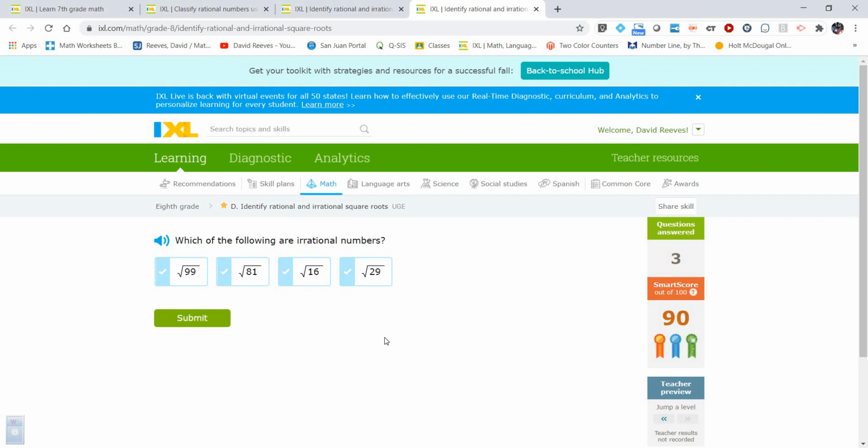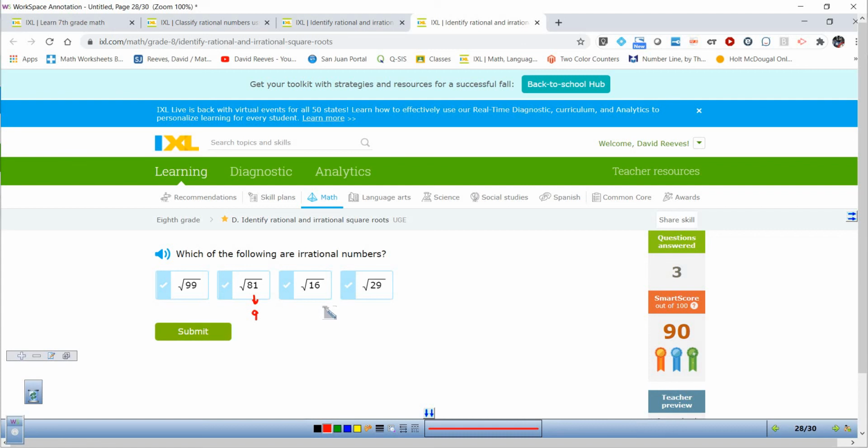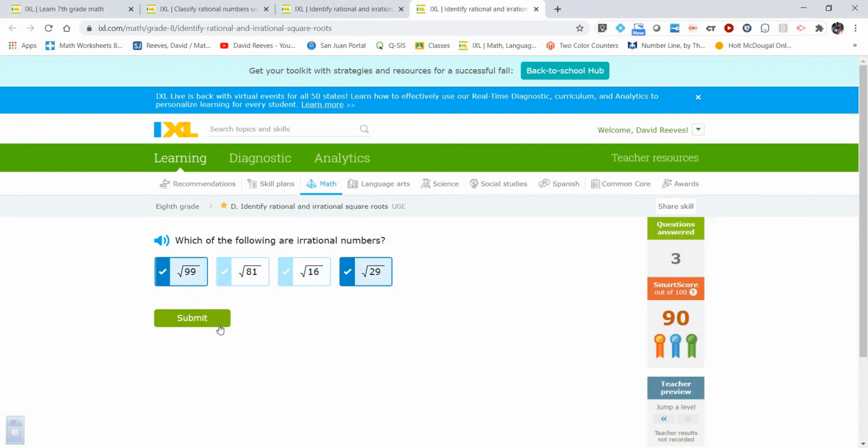Which of the following are irrational? All right, well, the square root of 81 is 9. That is rational. Square root of 16 is 4. That is rational. Square root of 29 is between the square root of 25 and 36. Square root of 99 is just a hair below the square root of 100 and above the square root of 81. So these two are perfect squares, so they are rational. These two are irrational. Irrational, irrational.